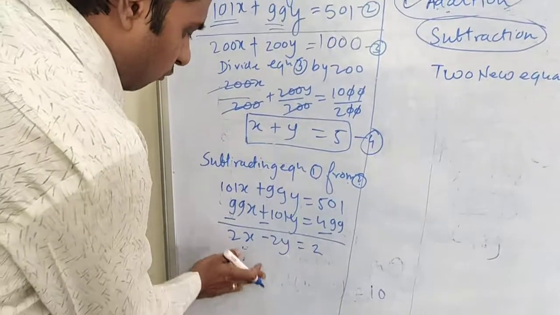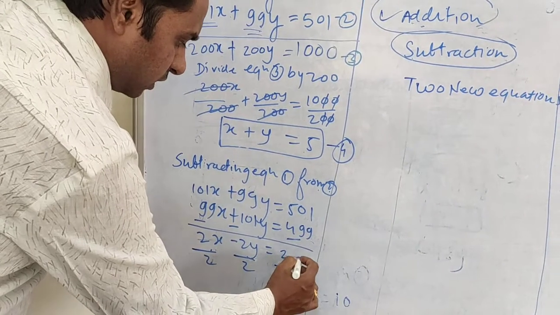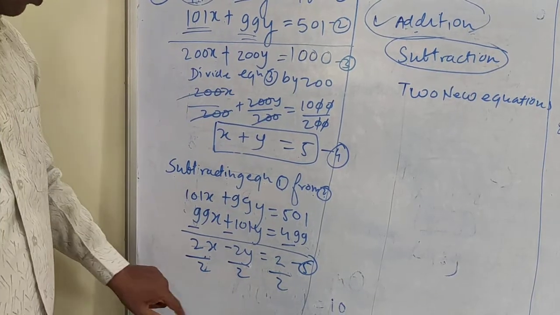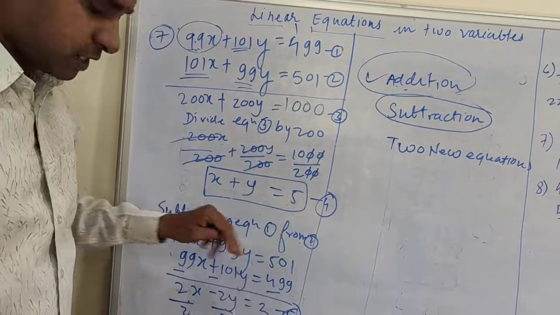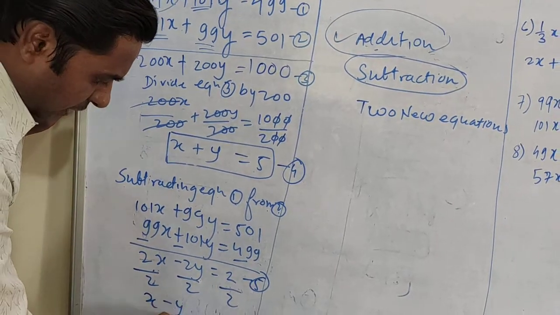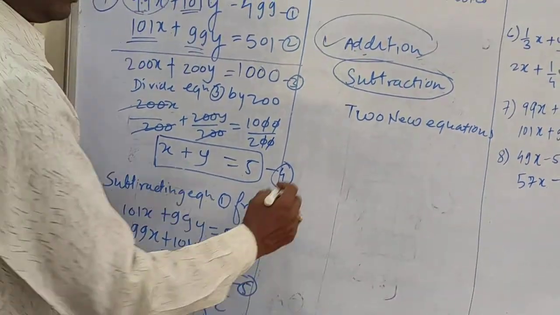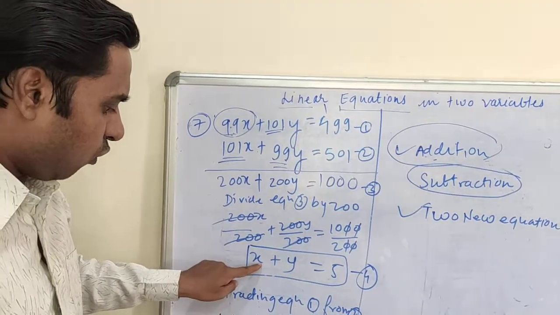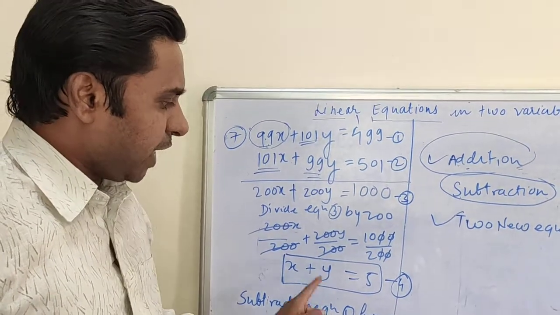Now we will reduce this to the lowest terms. So dividing throughout by 2. This is equation number 5. So we are dividing equation 5 by 2. Here we divided equation 3 by 200 in order to reduce it to the lowest terms. So again we are dividing this. So we will get x minus y equals 1. This is equation number 6. Now we have got two new equations, equation 4 and equation 6. These are two new equations. So these equations we are going to simplify.